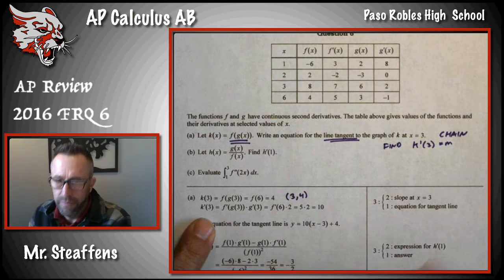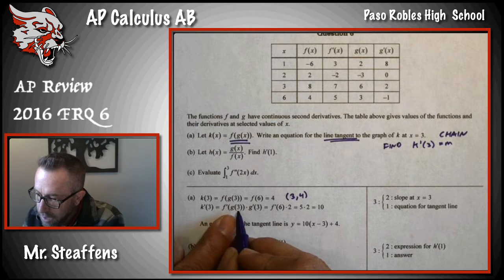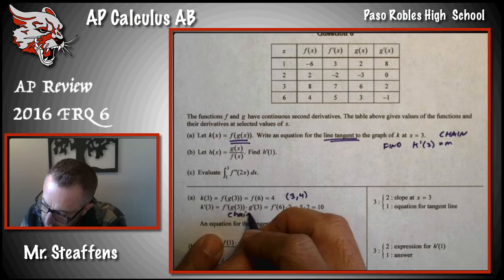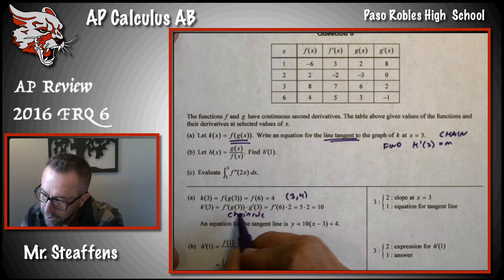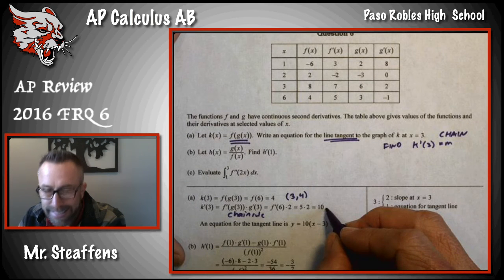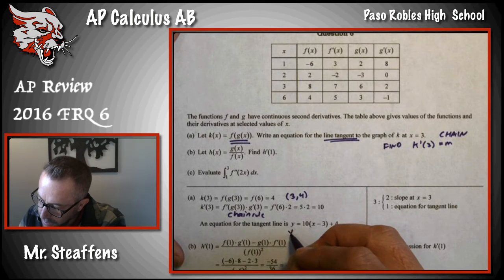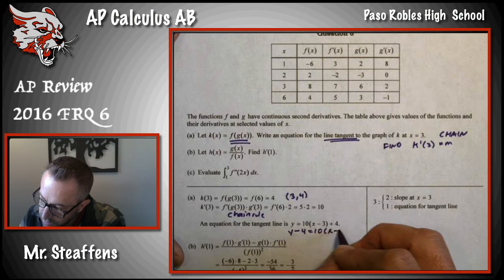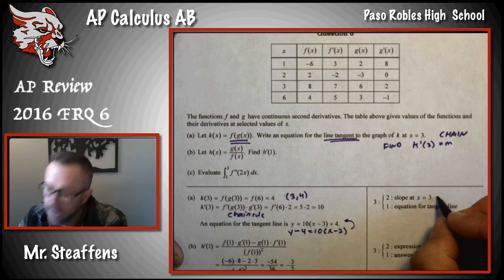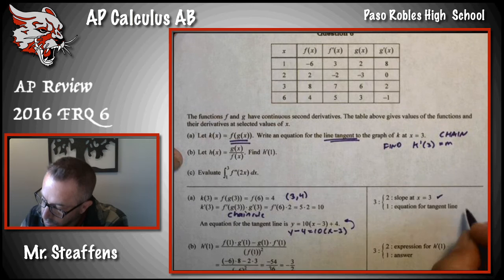And then I need the derivative. Of course, the derivative of this is going to be f prime of g of x times g prime of x because of the chain rule. So here's my chain rule problem. I'm going to plug in my 3's, g of 3, plug that back into f prime, use my table, and I get a slope of 10. So my equation for my tangent line is y minus 4 equals 10 times (x minus 3), but they just took it one step. By the way, notice you get 2 points for finding the slope using the chain rule, and then 1 point for the tangent line.